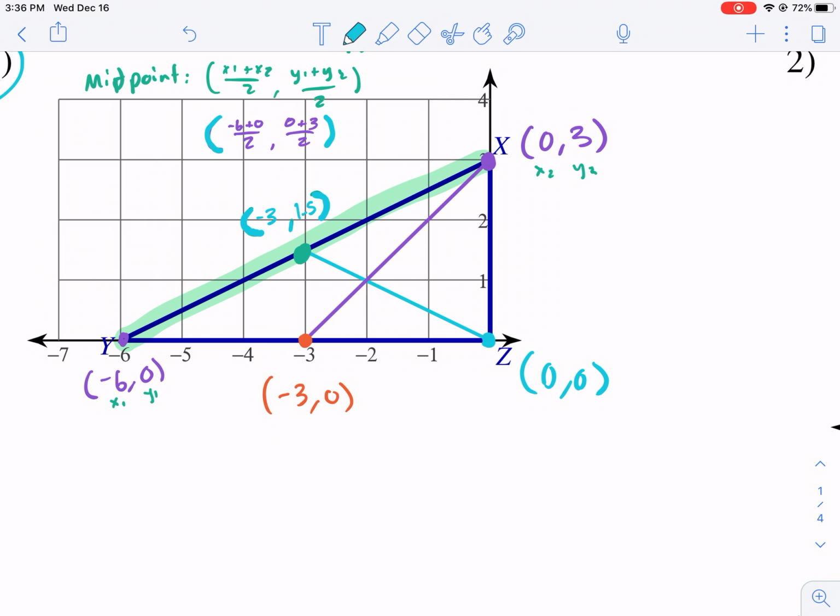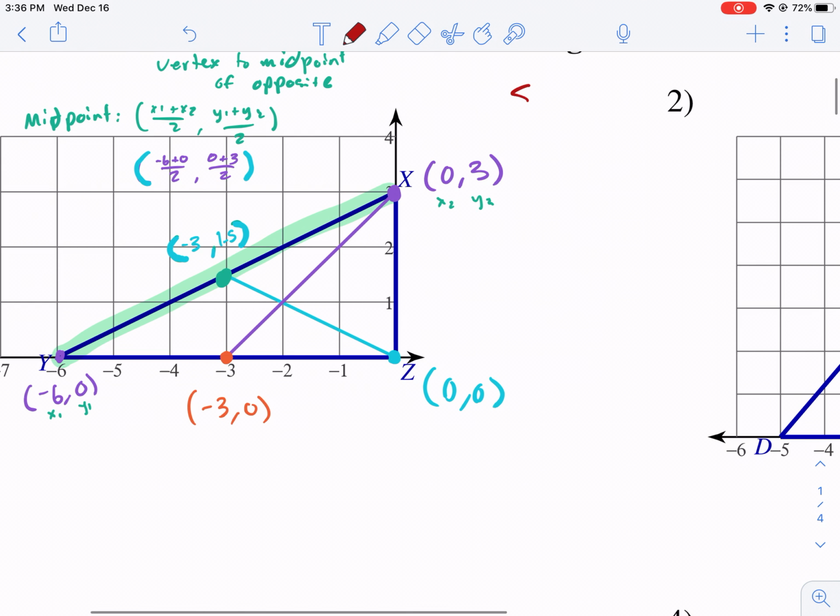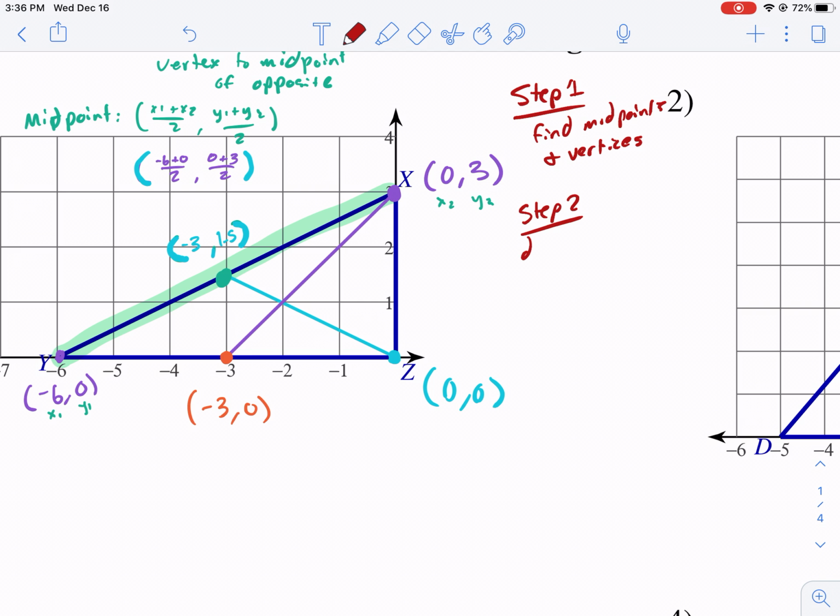intersect. Okay, so step one, let me break this down into steps for you guys so we know the grand plan. Step one is find midpoints, and we just did that. We found the midpoints and the vertices. Step two, determine equation of lines.